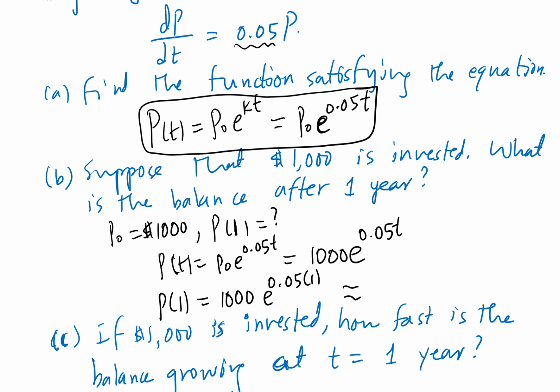Then the balance in dollars, if you put that in the calculator, is about $1,051.27. So after 1 year, the balance will grow from 1,000 to $1,051.27.